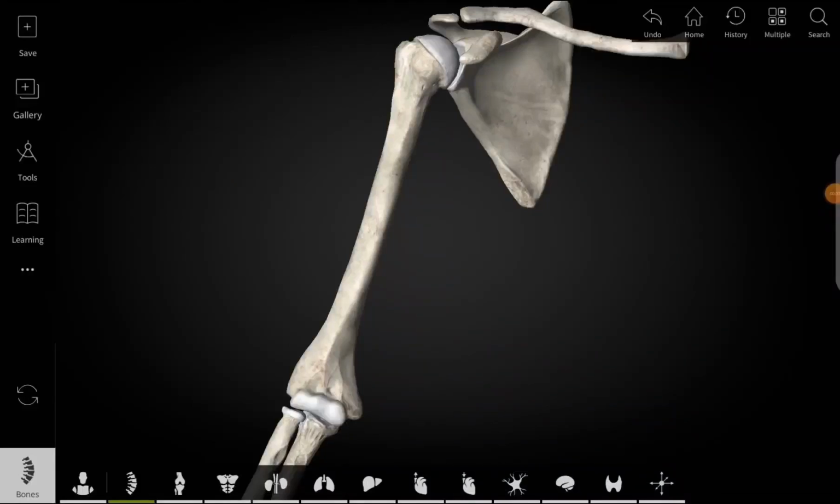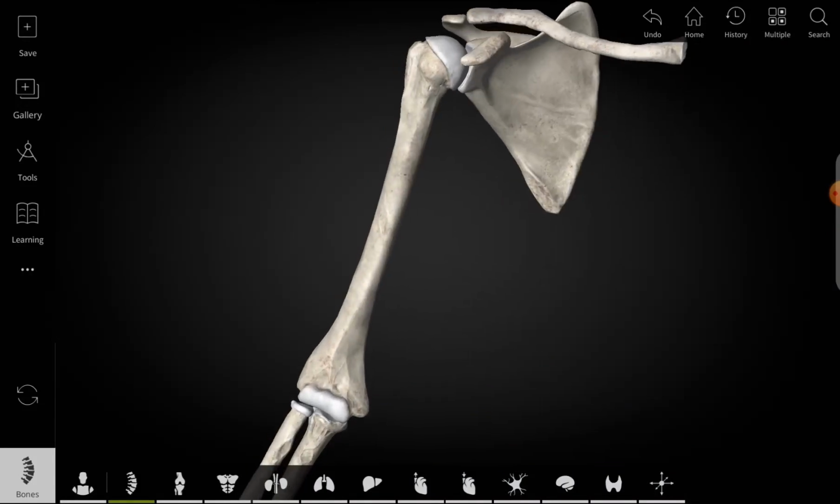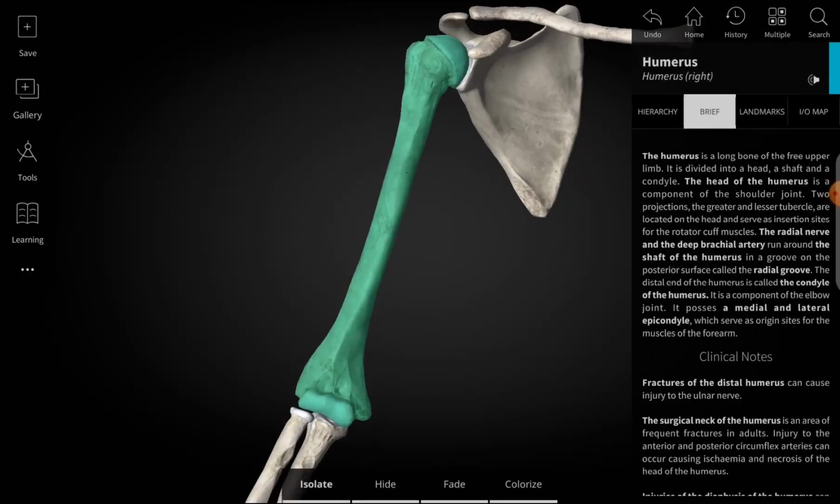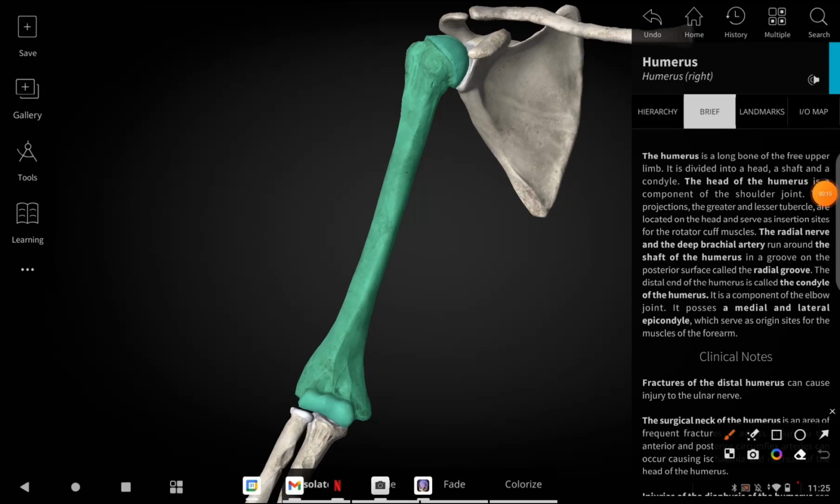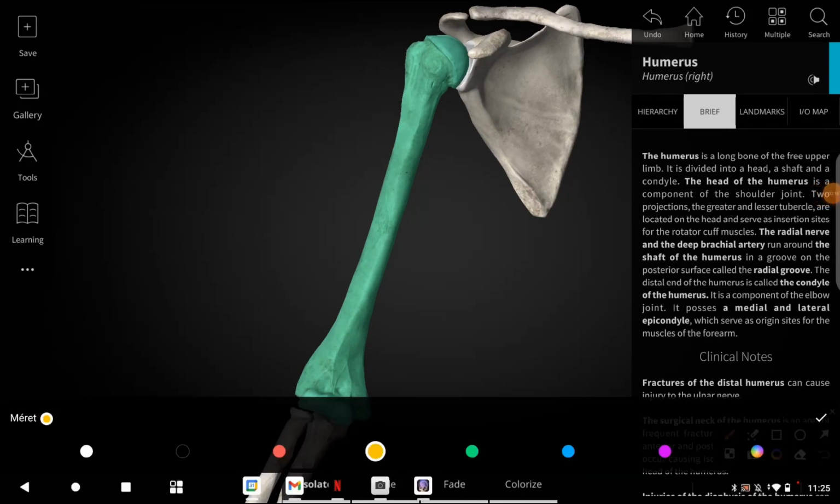The very first bone of the free upper limb, and indeed the one located most proximally within this anatomical region, is the humerus, which is commonly known as the upper arm bone. This significant bone, much like most other long bones in the human body, is generally divided into three primary and distinct parts.